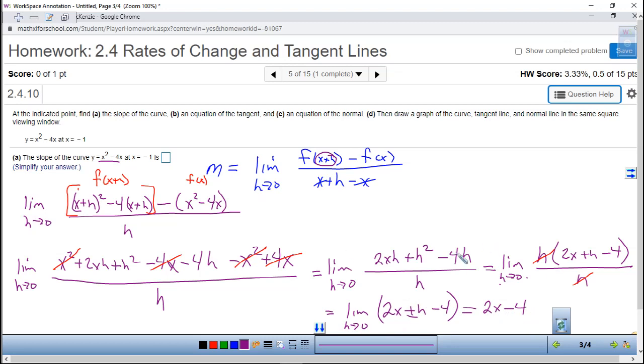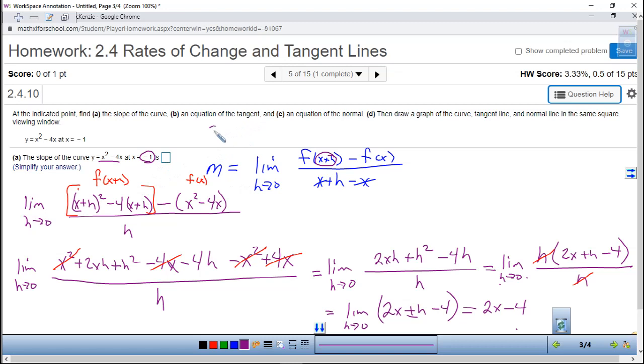Now, what we've just found here, this is a new function. It just so happens that we've actually just done calculus. This is actually a derivative. We found the derivative of the thing that we started off with. And what the derivative tells us is the slope of the curve at a given point. So this thing right here tells us the slope at any value of x that we want to plug in. Now we need it at x equals -1.